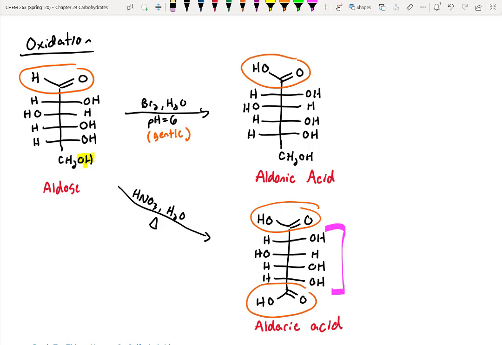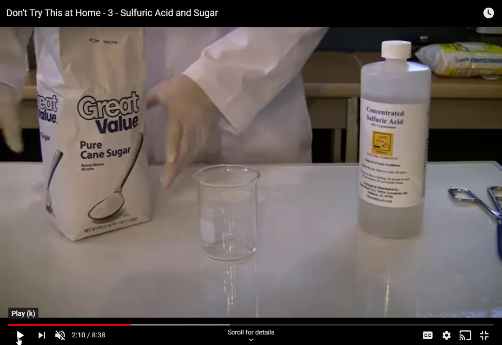It'll oxidize everything, and it will run away. In fact, I've got a cool video to show you. Okay, so in this video, this person has cane sugar, which consists of carbohydrates, right? And what this person's going to do is combine this with sulfuric acid, concentrated sulfuric acid, mind you, which is a really strong oxidizer. And I want you to see what happens.